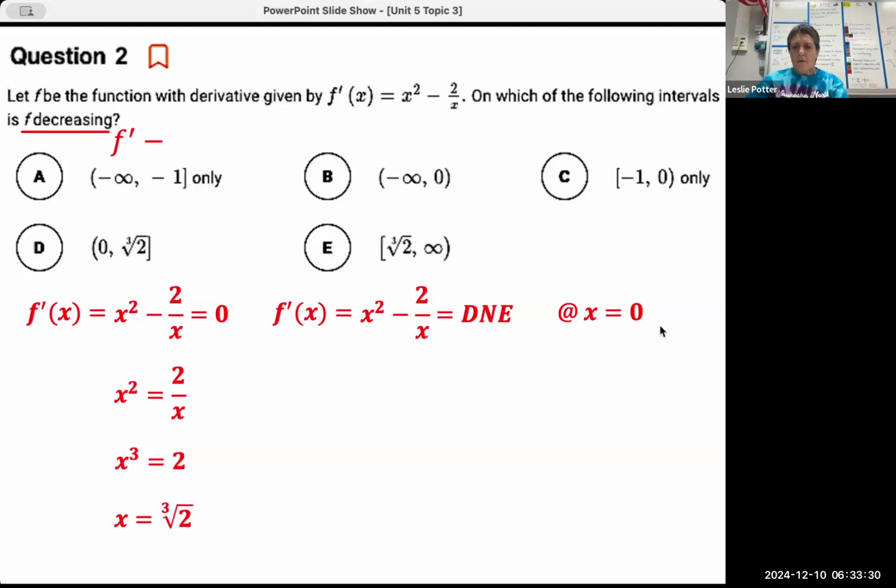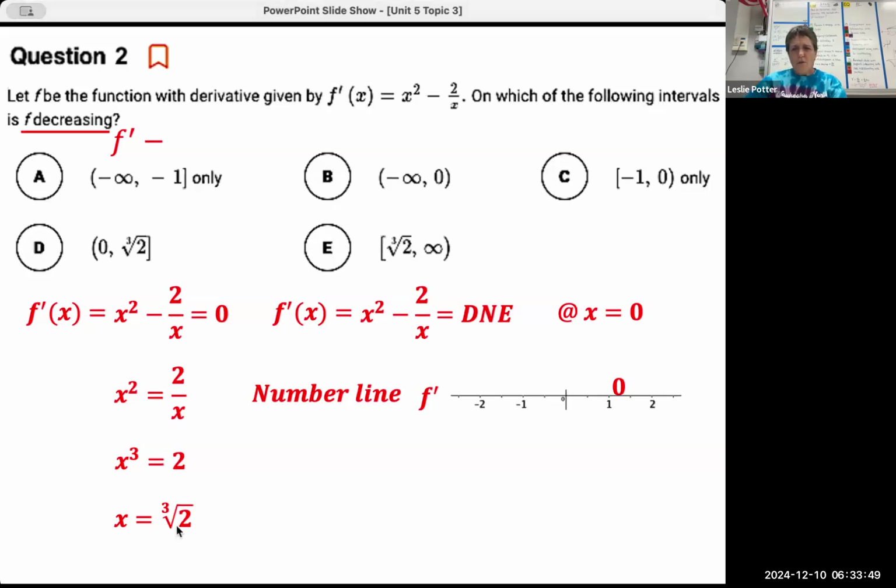So we've found the critical points. We have a critical point here at the cubed root of 2, and we have a critical point at 0. And so now we're going to make our derivative number line. And we're going to note where we have 0. We're going to note our critical points.